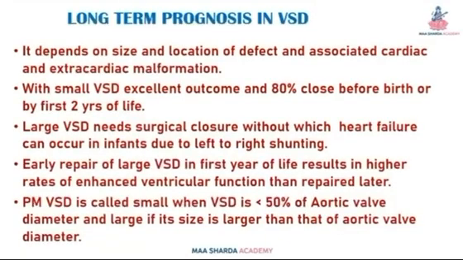Prognosis in VSD depends on the size and location of the defect and associated cardiac and extracardiac malformations. Very small VSDs have an excellent outcome, and 80% close before birth or within the first 2 years of life. Large VSDs need surgical closure, without which heart failure can occur in infants due to left to right shunting. Early repair of large VSD in the first year of life results in a higher rate of enhanced ventricular function than repair later in childhood. Perimembranous VSD is called small when it is less than 50% of the aortic valve diameter, and it is called large if its size is larger than the aortic valve diameter.